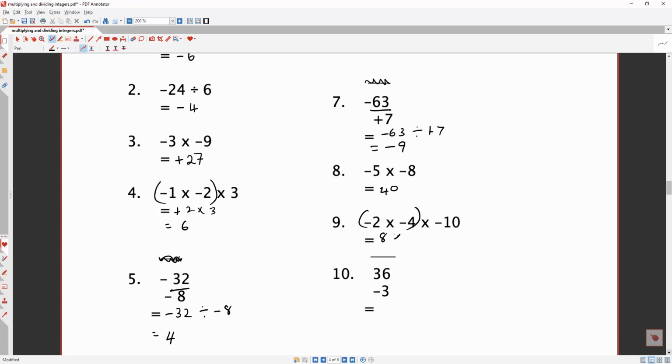So it's positive 8 times negative 10. Positive times a negative is a negative. 8 times 10 is 80. So the answer is negative 80.